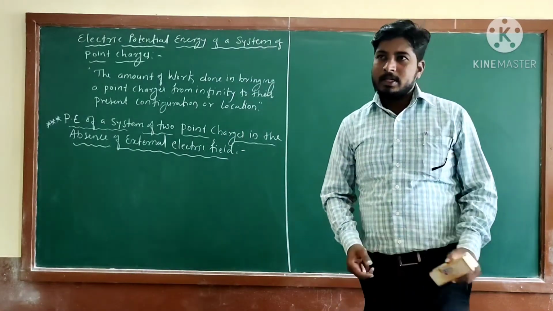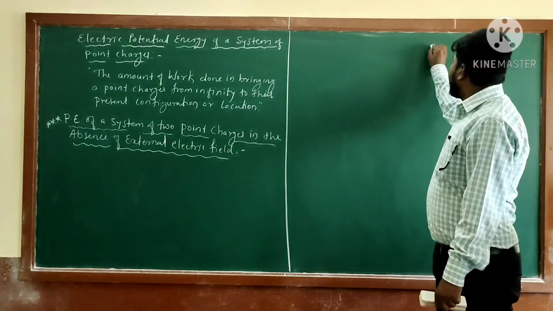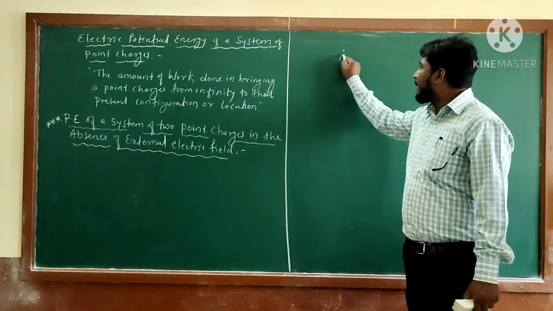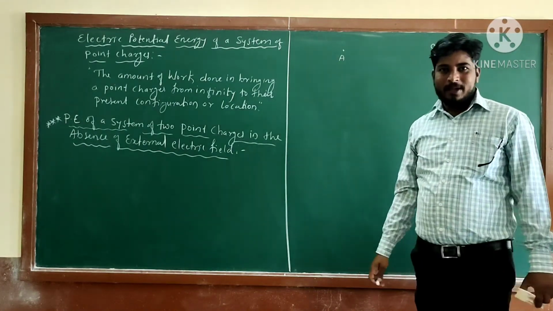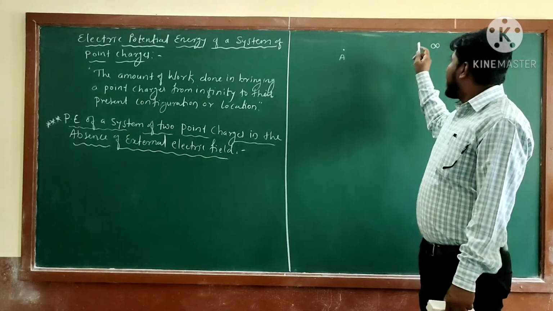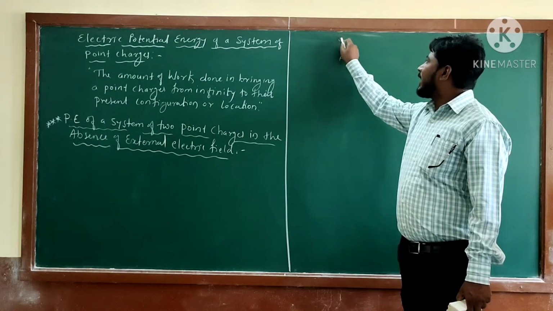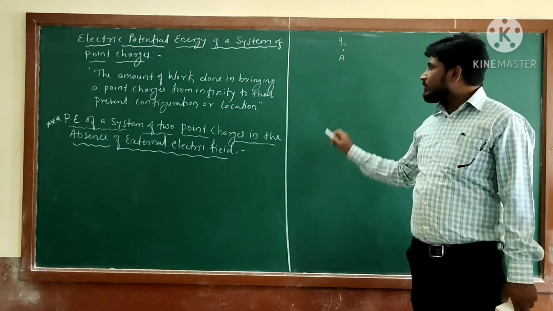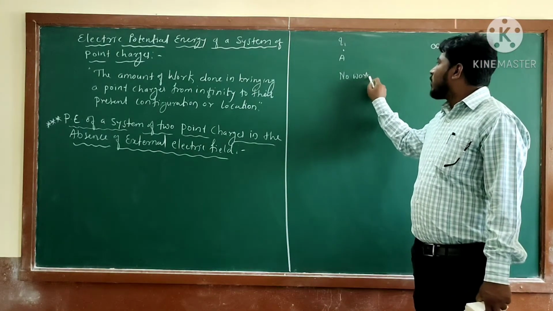As I said, when a charge is moved from infinity to this point, say point A, initially there is no charge present, hence there is no electric field. So when this charge Q1 is moved from infinity to point A, there is no work done.